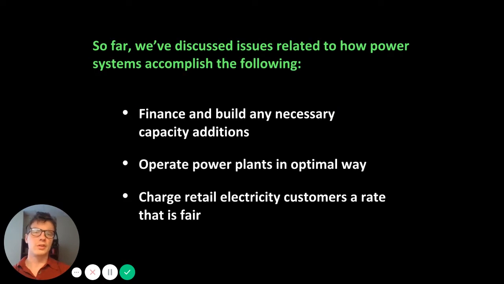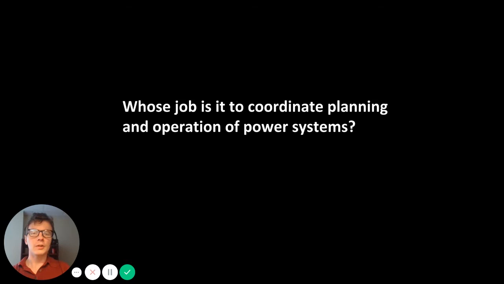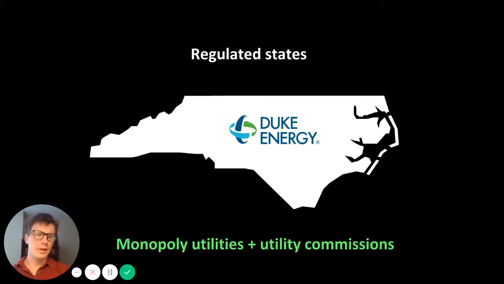So far we've discussed issues related to how power systems accomplish a number of different things: for example, financing and building any necessary capacity additions, operating power plants in an optimal way, and charging retail electricity customers a rate that is fair. So whose job is it to coordinate the planning and operation of power systems? Pretty broad question here. There are two answers. In regulated states, it would be monopoly utilities, an example in North Carolina being Duke Energy, alongside utility commissions.